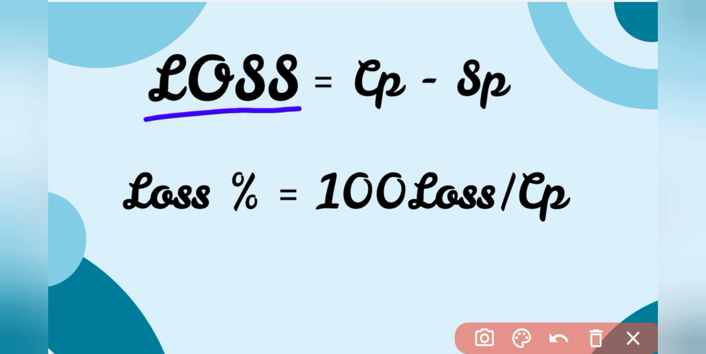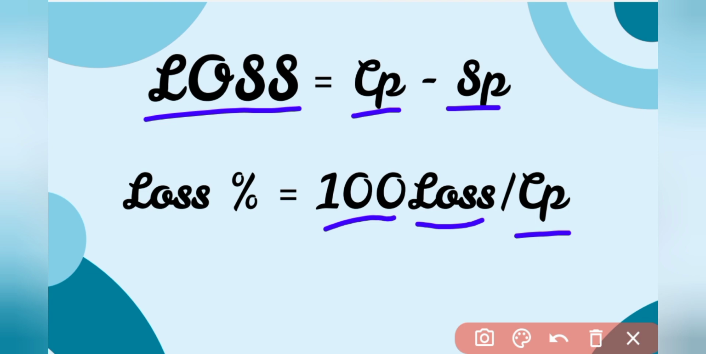To find loss, you have to subtract SP from CP, where CP means cost price and SP means selling price. You see, when you get loss, then you have a higher cost price and a lower selling price. So that is the thing. When you purchase something and you sell it at a lower price, then you get loss. And to find loss percentage, we have to multiply 100 with the loss gained upon the cost price.